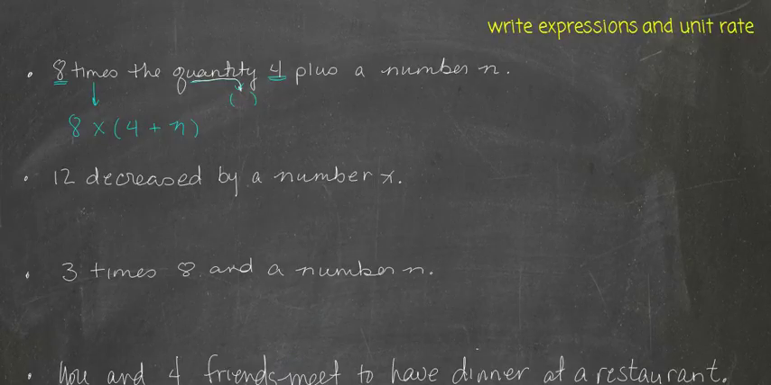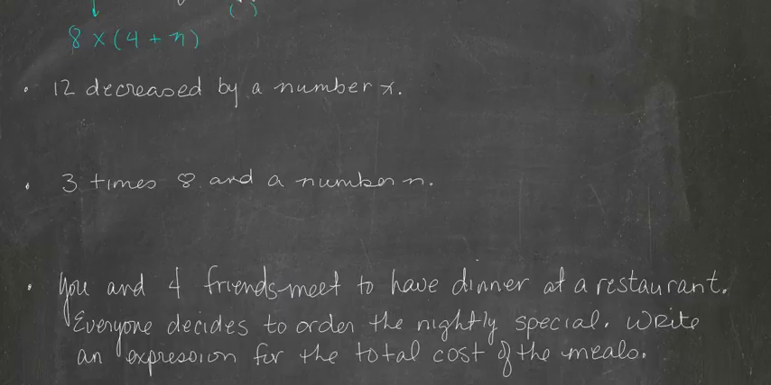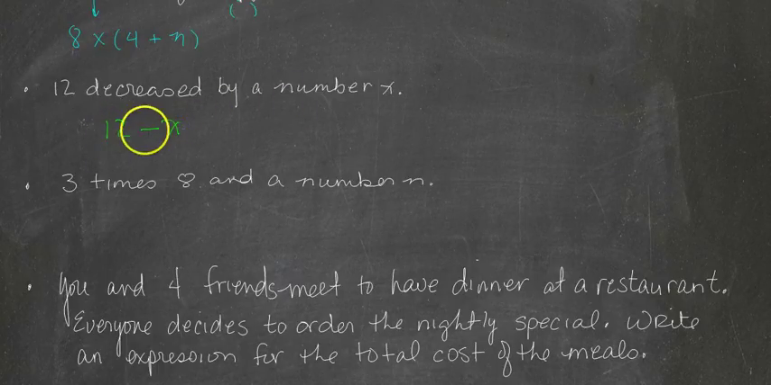So let's look at another one. 12 decreased by a number x. Decreased by a number x, decrease means minus. And this is going to be a this and that because you have the decreased, and this would be 12 and that would be the number x. So you're saying 12, take away from 12 some x value that you don't know what it is yet. All right, let's look at another one.